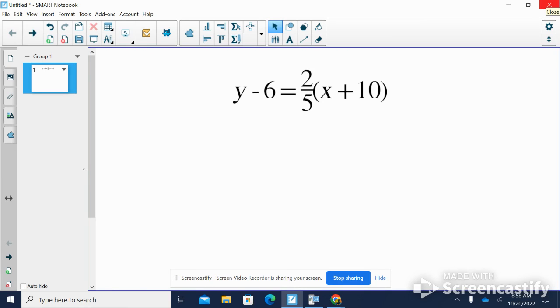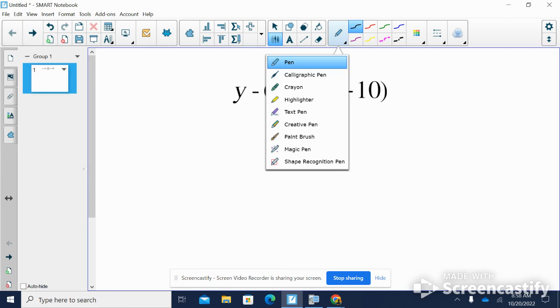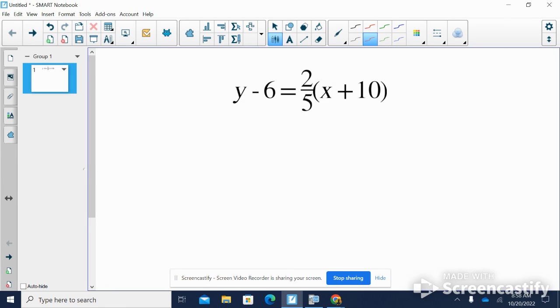So I want to teach you guys how to take something that's in point slope form, so an equation of a line that's in point slope form, and put it into slope intercept form. Okay, first let's just do a quick review on the point slope form so I know that you understand this.